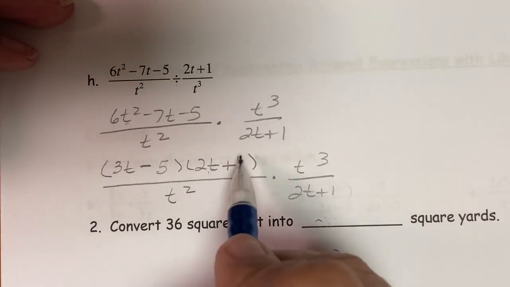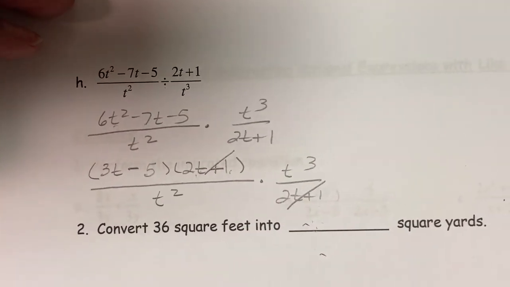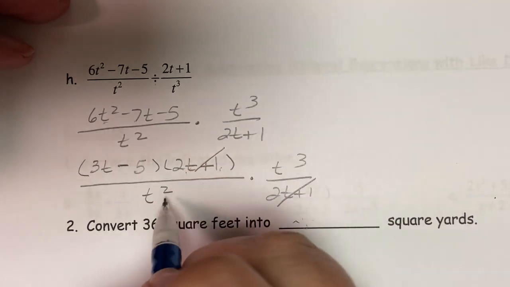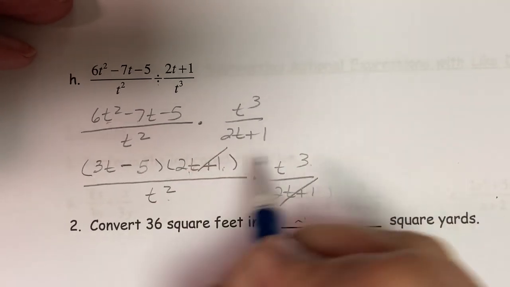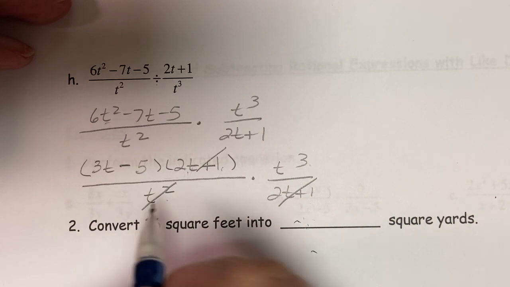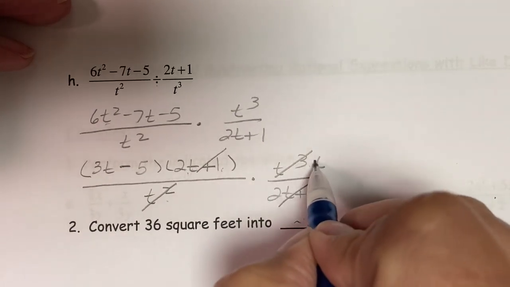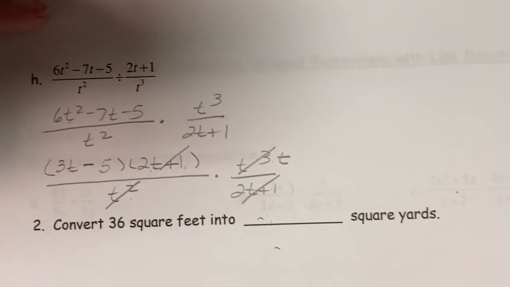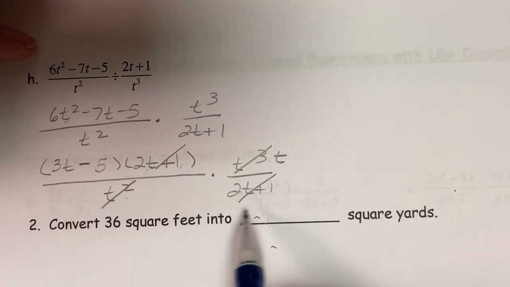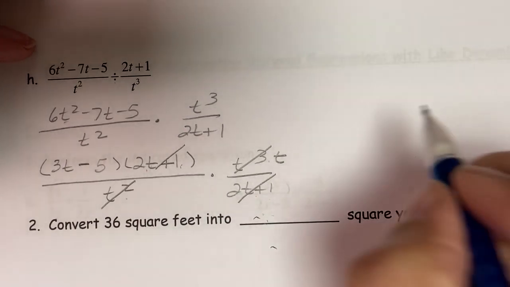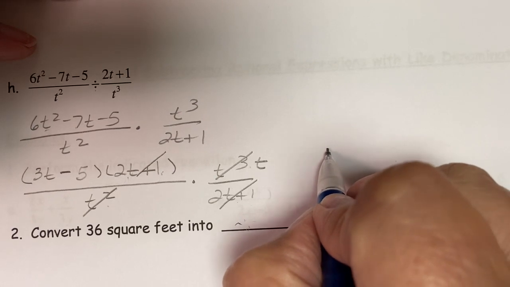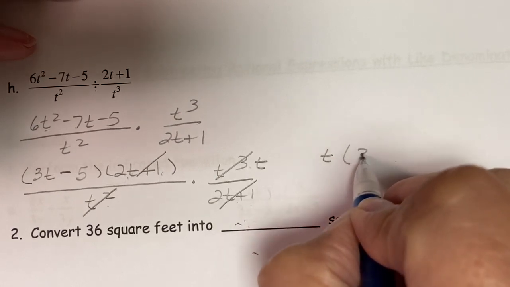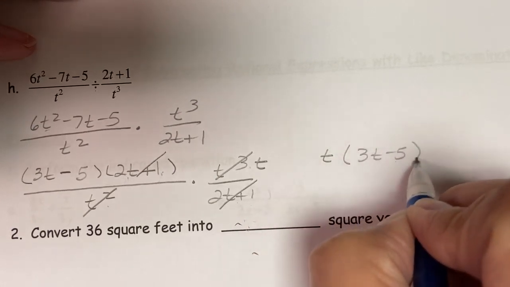So what can I cancel? Well, the 2t plus 1s will cancel. This t squared will cancel into this t cubed. So this t squared is going to be gone, leaving me with simply a t left on the top. Now notice the denominator, it's all done. They're just ones. So our final answer is simply going to be t times 3t minus 5.